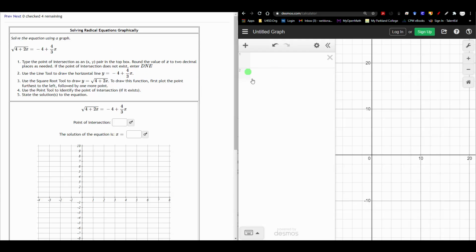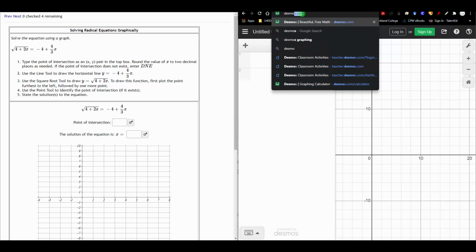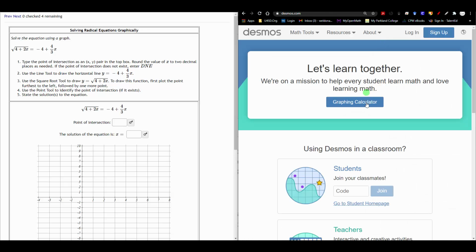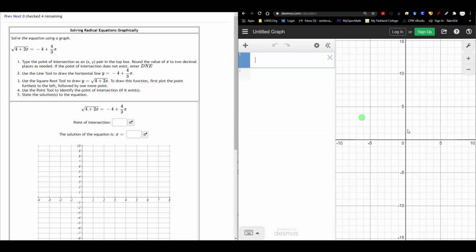Okay, so I'm going to do that on Desmos over here. So I've got Desmos opened up. If you're not familiar with Desmos, you can go to Chrome, open up a Chrome tab, and type in desmos.com. Right, and you just hit enter, and you'll end up at a page that looks like this. You just want to click on the blue button that says Graphing Calculator. Right, and it'll take you to this screen.